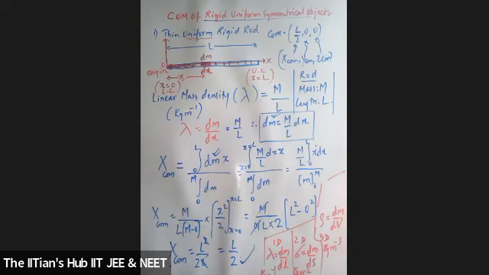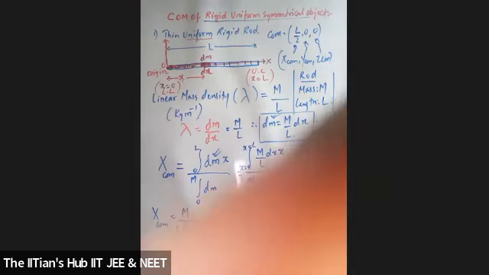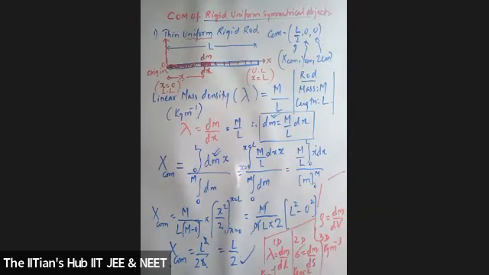So what is exactly the center of mass for a thin uniform rod, students? The answer is L/2. Is this clear, students? Yes, sir. Can I erase it now? Students, can I erase it? Yes. Okay.